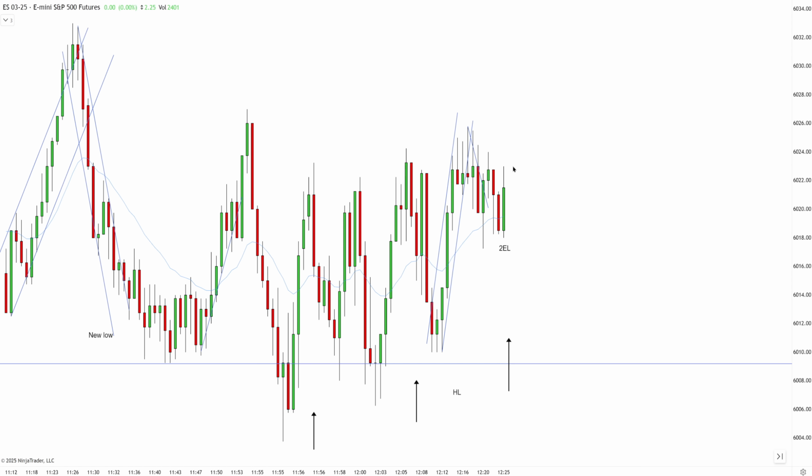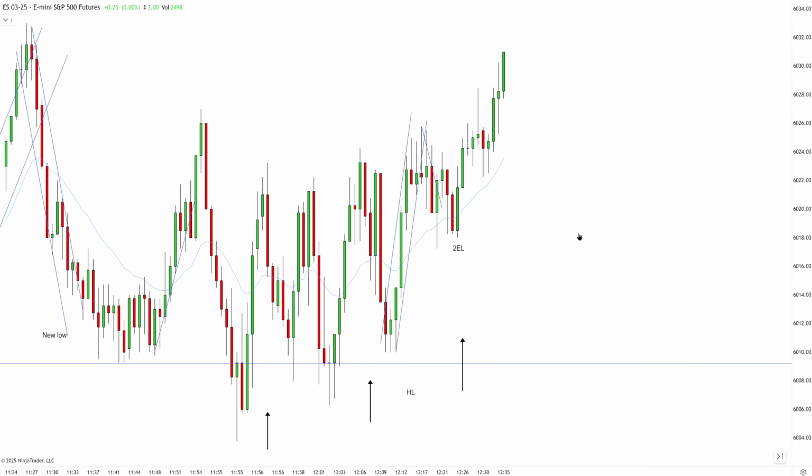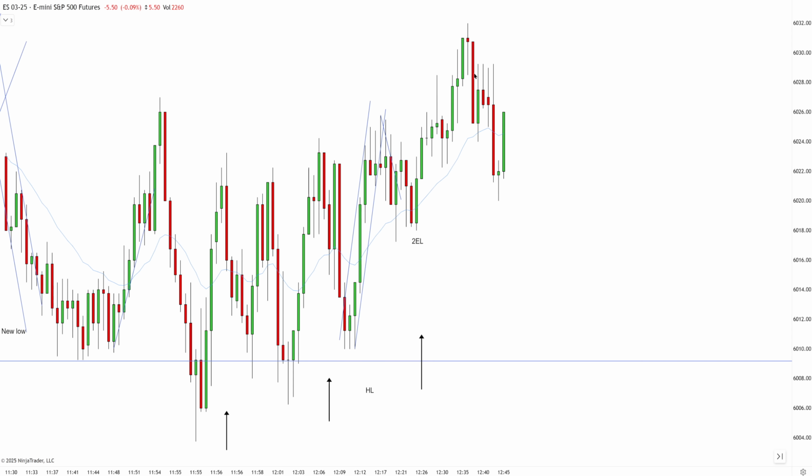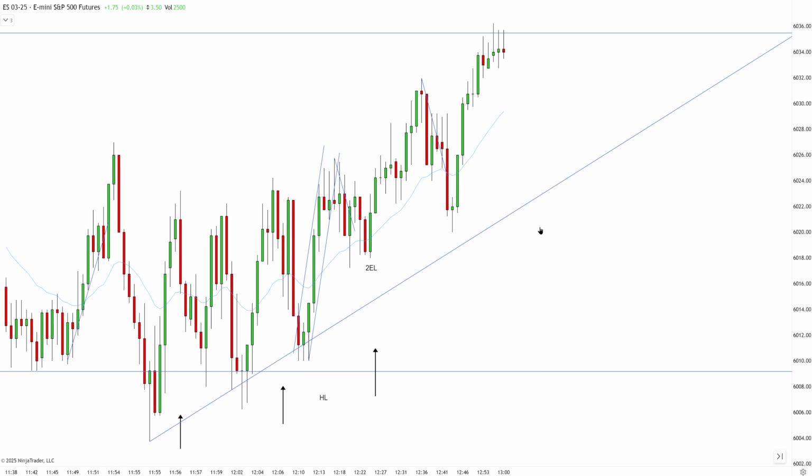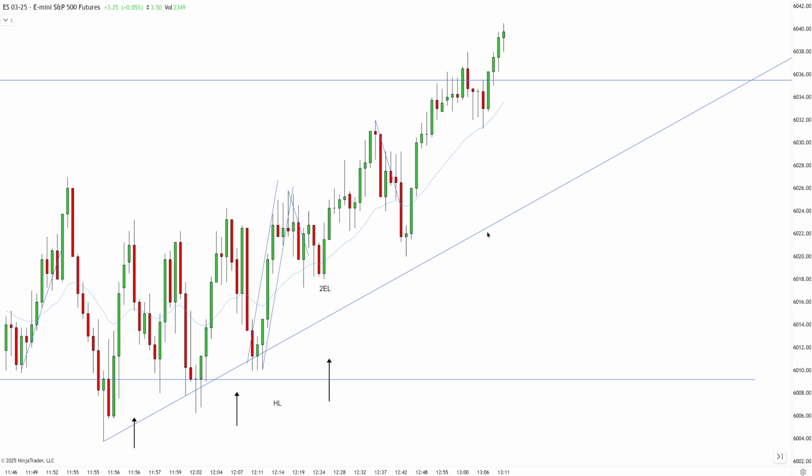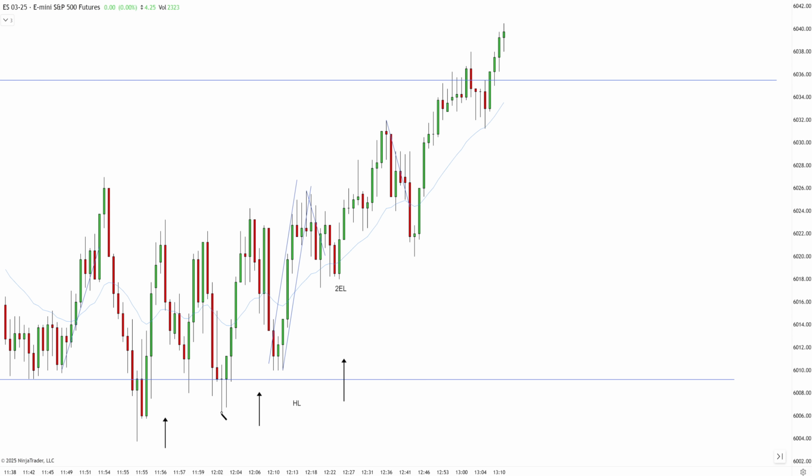Problem is, it's still too much part of this mess. You can make a case for some resistance. I don't like it. It's a decent setup, but you're inside this messy structure. Let's be patient. Market keeps working higher. You have a second entry long below the EMA. I was playing this channel now. Market keeps going higher, but because it's so steep, I adapted to this channel right here.